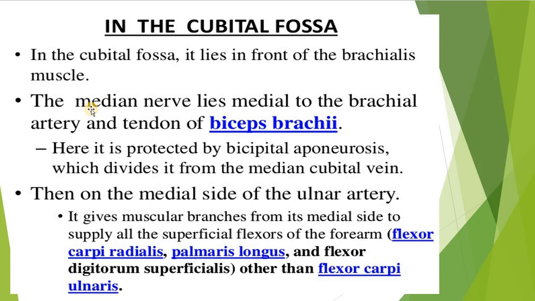Now in the cubital fossa, it lies in front of the brachialis muscle. The median nerve lies medial to the brachial artery and the tendon of the biceps brachii. Here it is protected by the bicipital aponeurosis, which divides it from the medial cubital vein. Then, on the medial side of the ulnar artery, it gives muscular branches to supply the superficial flexors of the forearm: the flexor carpi radialis, the palmaris longus, the flexor digitorum superficialis, and the flexor carpi ulnaris.